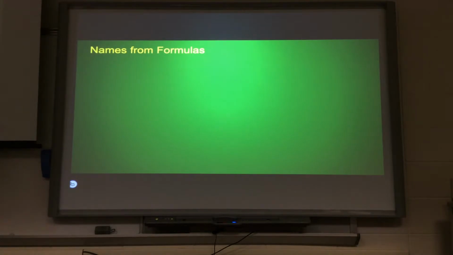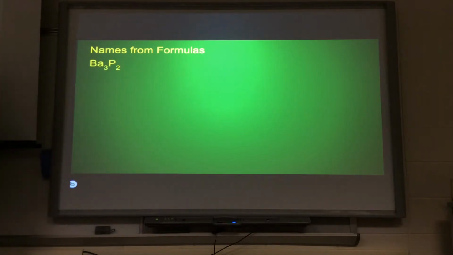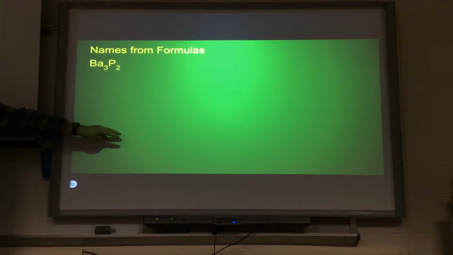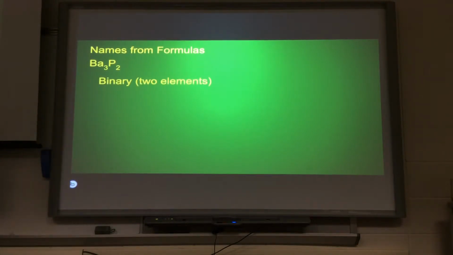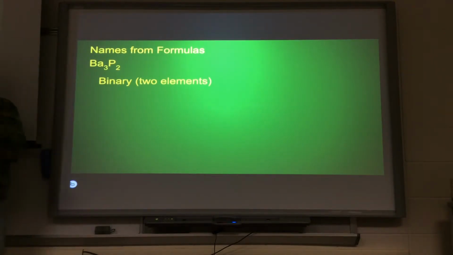Now we're going to look at getting names from the chemical formulas. Yay. So here's an example of just our 2 elements combined together. Does this look like there's a polyatomic ion in it? No, definitely does not. It's binary. We just have 2 elements in there. Polyatomic compounds will have at least 3 different elements.